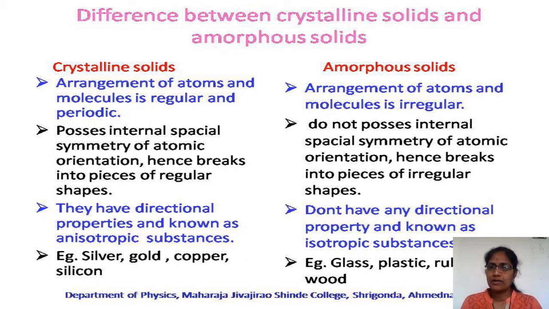Then they have directional properties. Crystalline solids have directional properties. It means that their physical properties will differ along different directions, and this phenomenon is called anisotropic substances. What are the amorphous solids? Amorphous solids don't show any such directional property, and hence they are called isotropic substances. Their properties will be the same in all directions because there is no periodicity of atomic arrangements. Examples of crystalline solids are silver, gold, copper, and silicon. Examples of amorphous solids are glass, plastic, rubber, and wood.